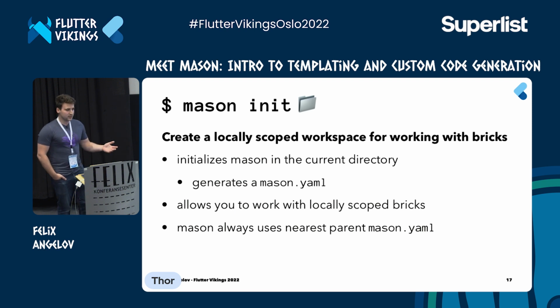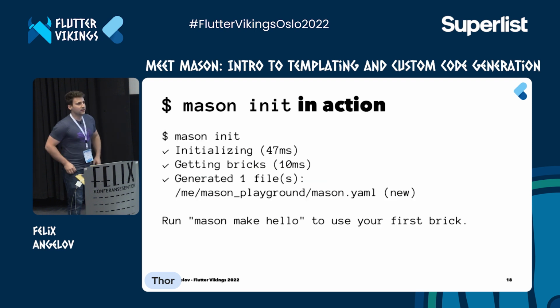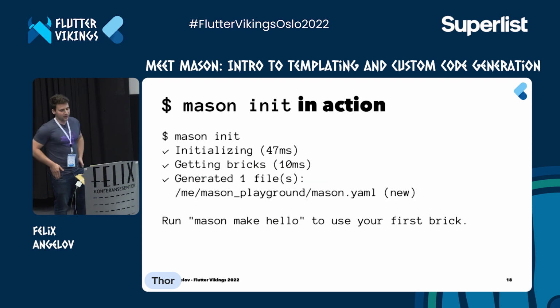Anytime you use the Mason CLI, it's going to scan from where you're currently running it upward until it finds the nearest mason.yaml file, and then it'll execute all the commands based on whatever file it finds. So if you run mason init, let's say we're in this Mason playground, we'll see something similar to this output. And again, it's just one mason.yaml file that's generated.